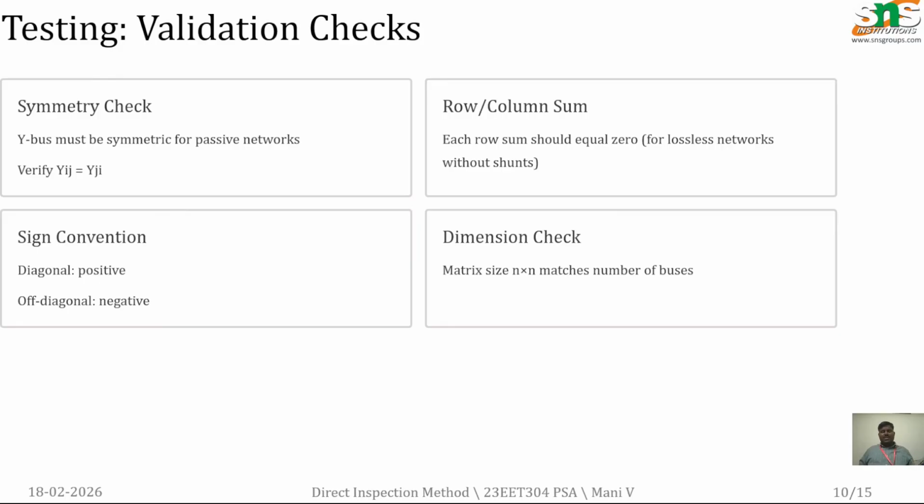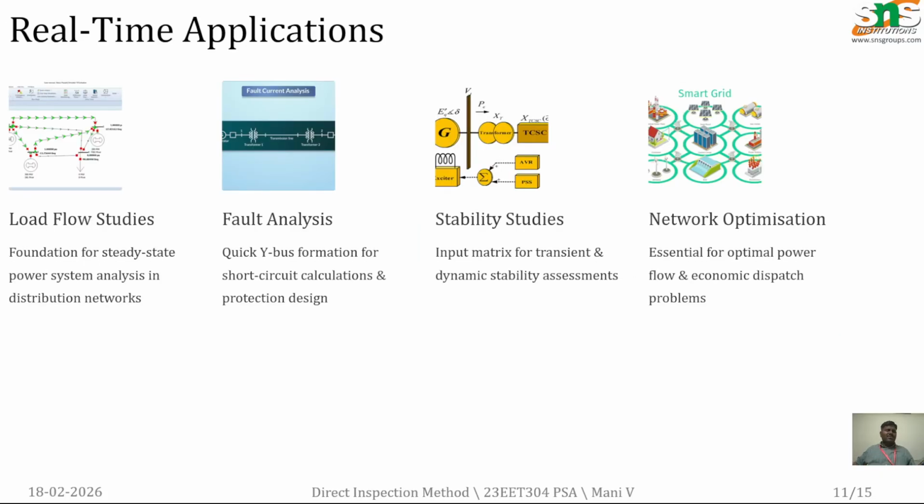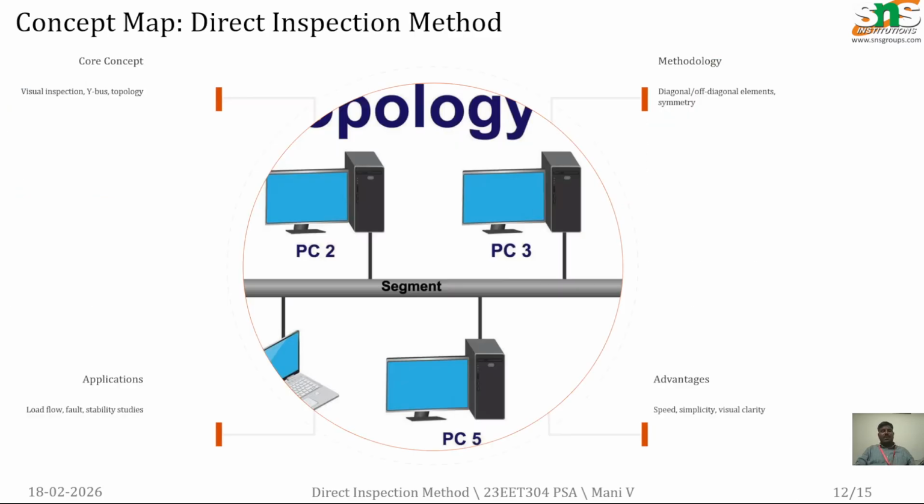And we have to check the dimension, which is based on the matrix size and with respect to the number of buses. And these are a few applications: load flow studies, symmetrical and asymmetrical fault analysis, maintaining system stability during transient or dynamic conditions, and network optimization by using any of the FACTS devices, etc.